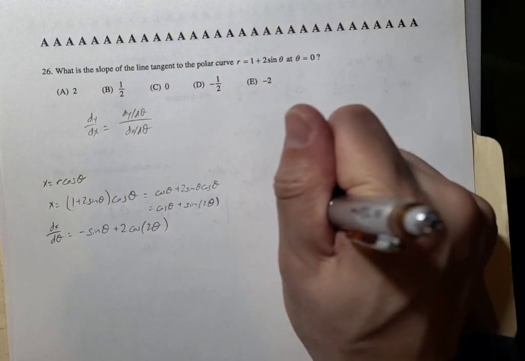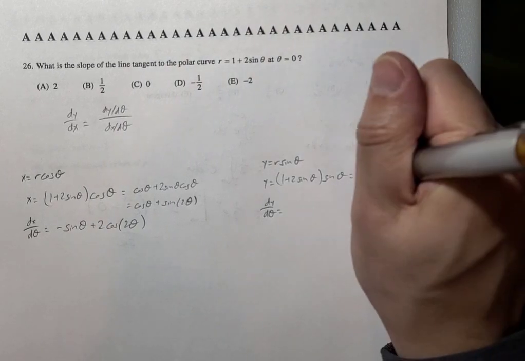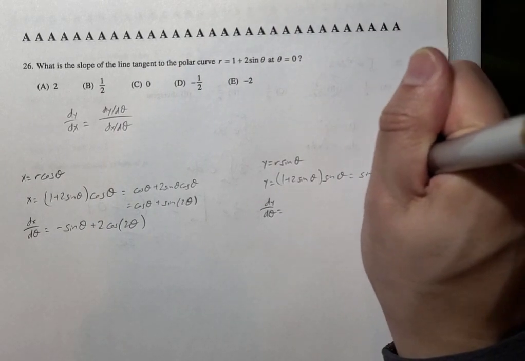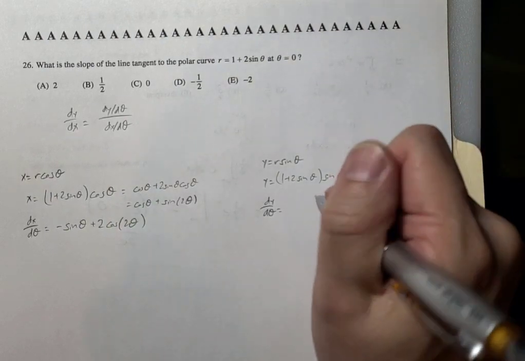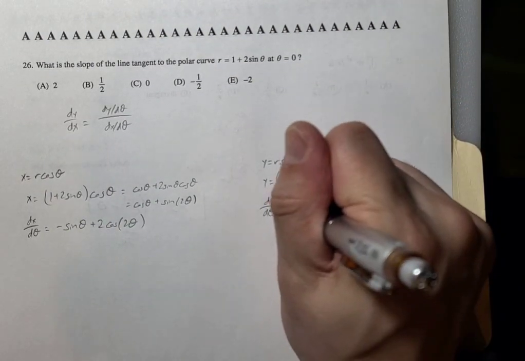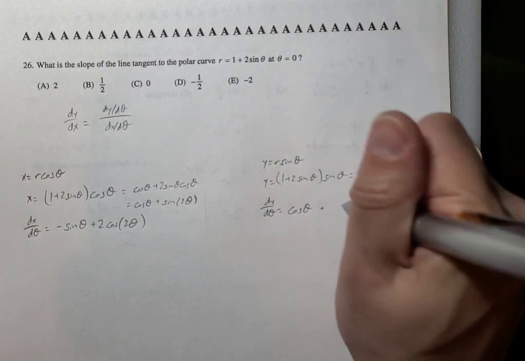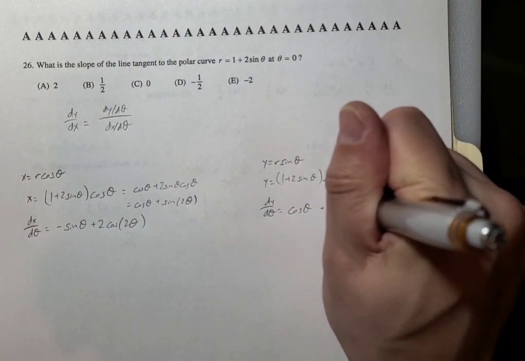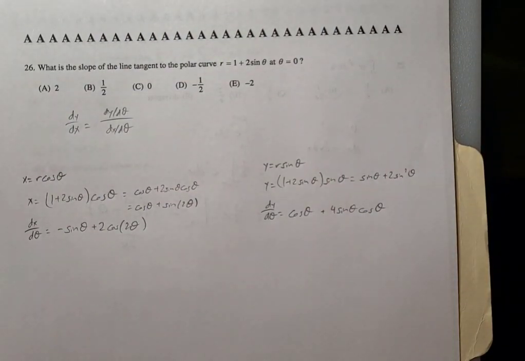How about dy d theta? That would be, well, again, if I distribute this out first, it'll be sine theta plus 2 sine squared theta. So let me just write it like that. Dy d theta would be cosine theta. Derivative of this guy would be, we need chain rule, so it'll be 4 sine theta cosine theta. Okay, let's hope I did that right.